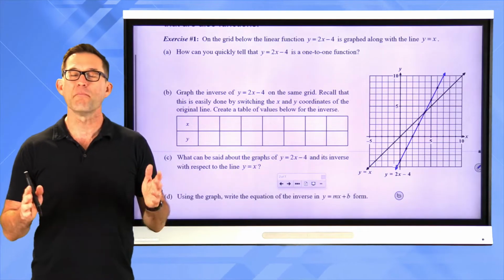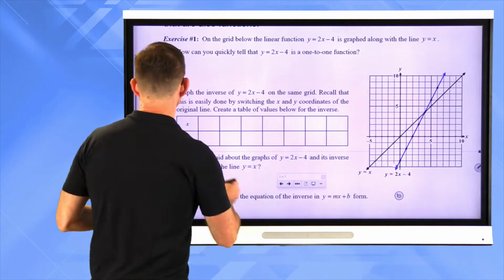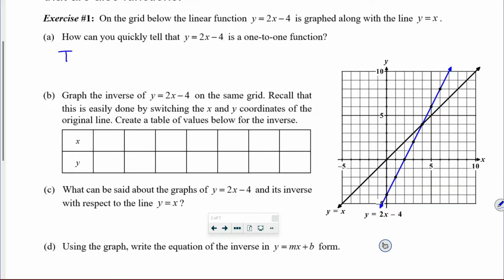Well, it passes the horizontal line test. We'll remind ourselves what that is in a second.